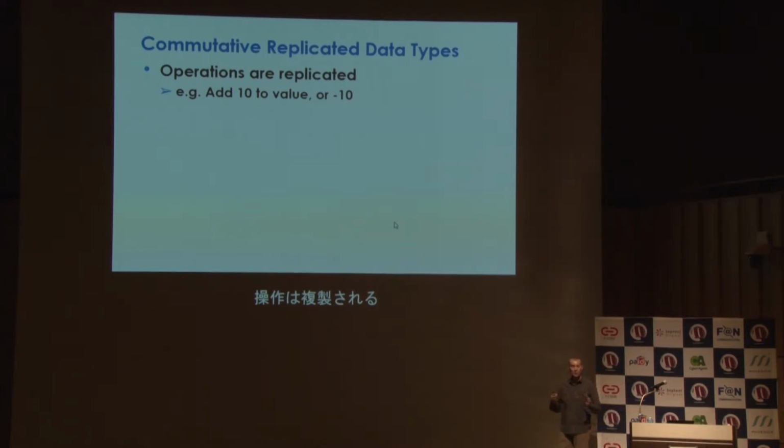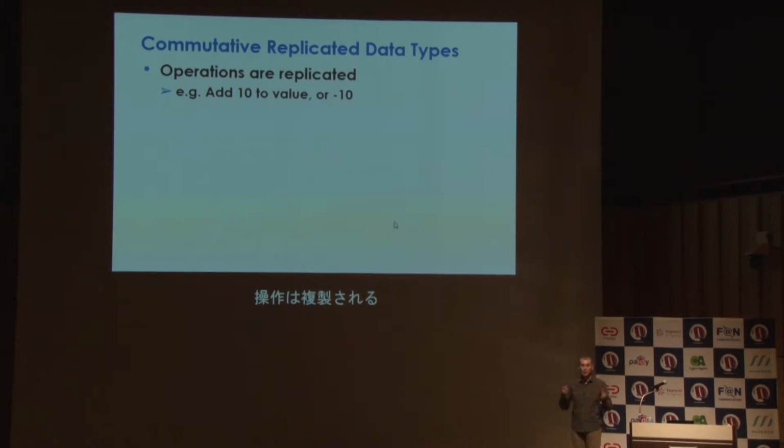So rather than actually pass the state, if say for example I have a number and I want to have it replicated from one place to another, I can replicate the operations on it, like add 1, subtract 1, whatever it happens to be. I can replicate those across.